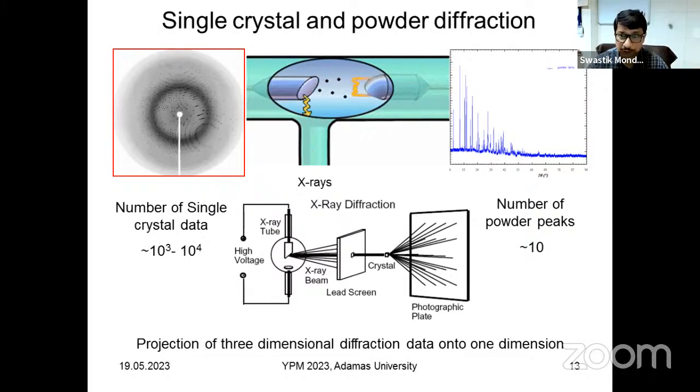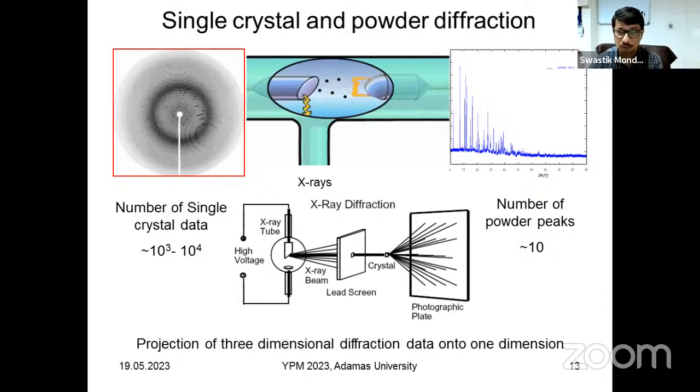Whereas in a powder diffraction pattern, the number of peaks is drastically reduced, to the order of 10. It may be 20, 30, 50, 70, but that's all. That is all you have in your hand from a powder sample. But essentially, all this information that is there in the single crystal is also there. The only problem is that the three-dimensional data of single crystal diffraction is now projected into one dimension in the powder diffraction.